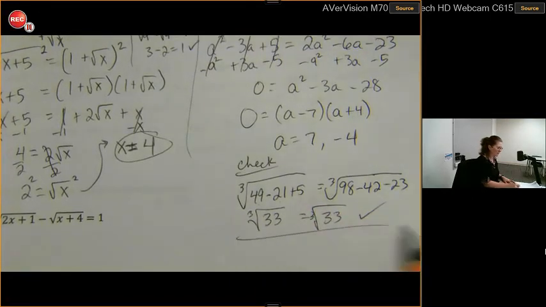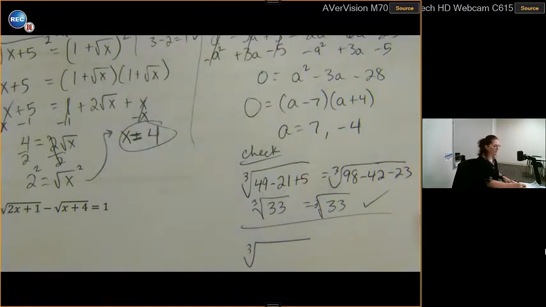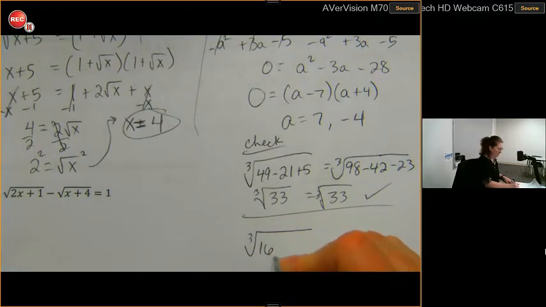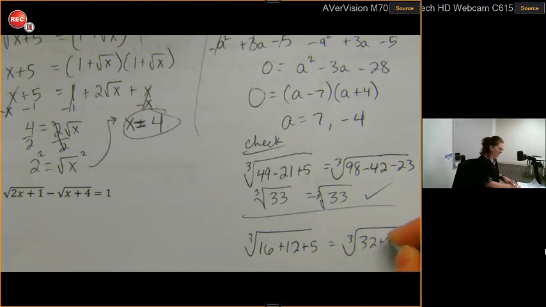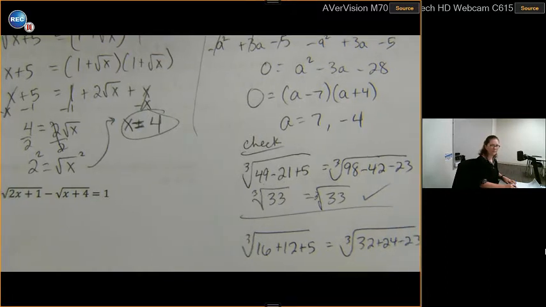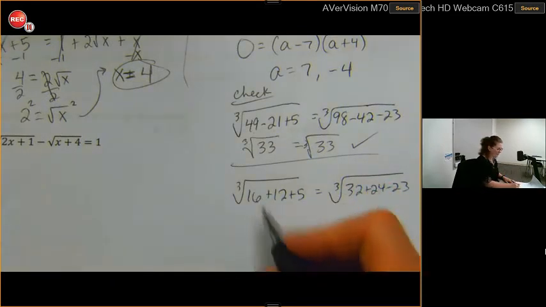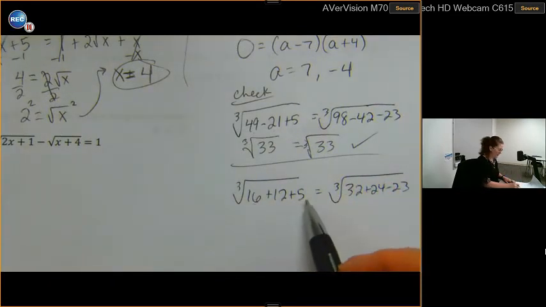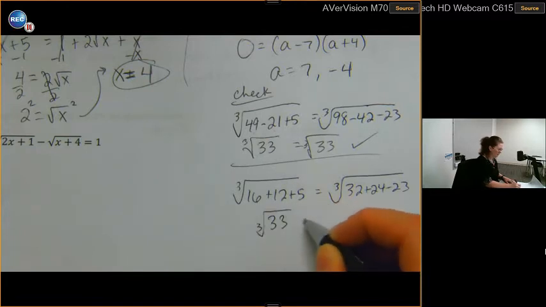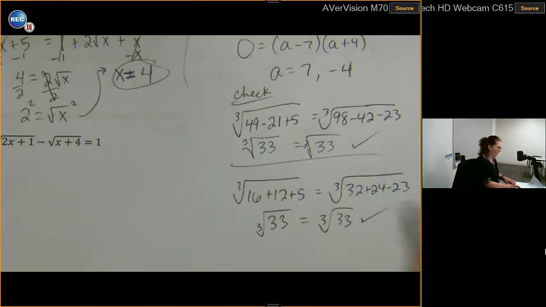Repeat the checking process with the -4. Putting -4 in place of the a's, we get 16, plus 12, and then 32 plus 24 minus 23. I'm putting the negative 4 in place of the a in the original problem. When I add, I get 33. And when I add those and subtract 23, I also get 33. So both of my answers did check this time.